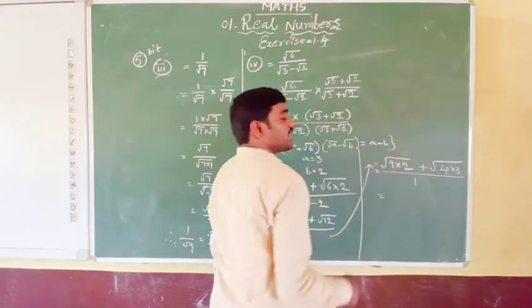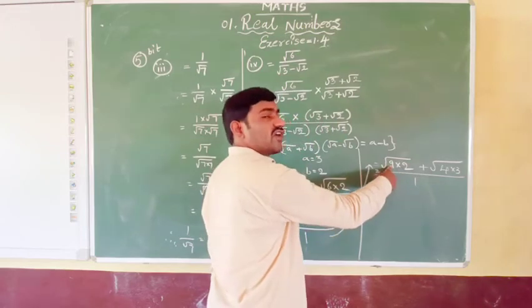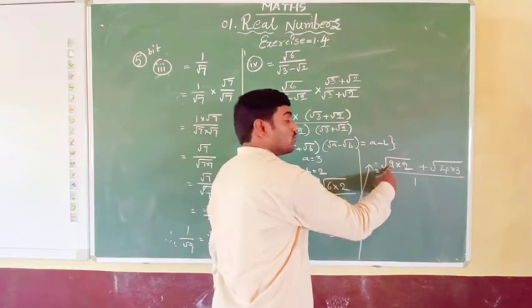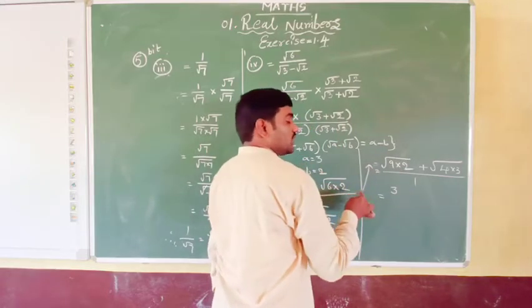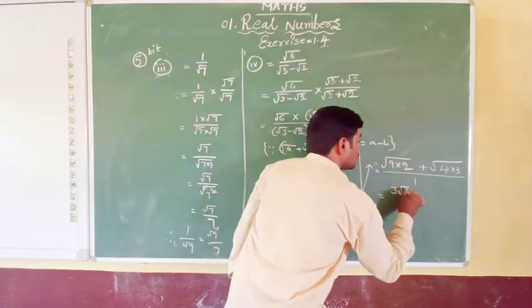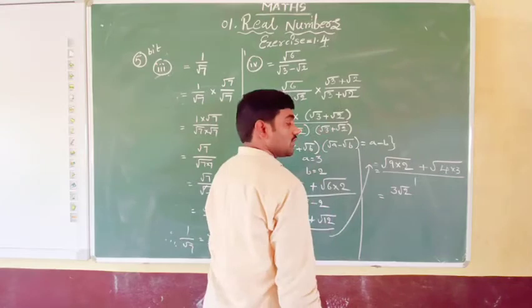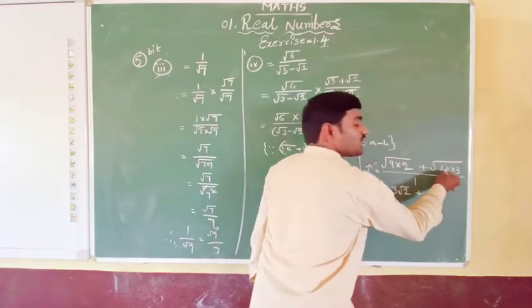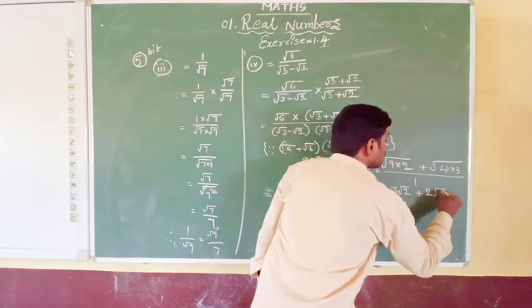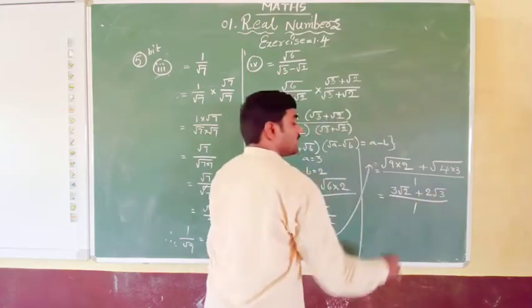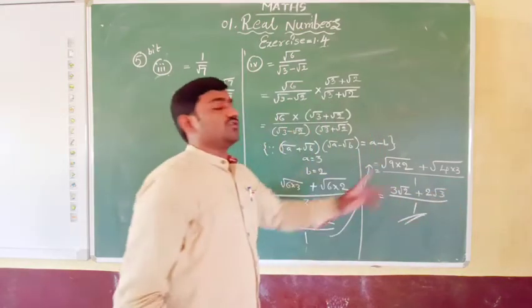Why did I write it here? Root 9 is a perfect square number. The root of 9 value is 3. If 9 comes out of the root, that will be 3, and there is a root 2 here, so 3 root 2 plus, here 4 is a perfect square number. If 4 comes out of the root, we get 2 root 3 by 1. Here we cannot do anything more.